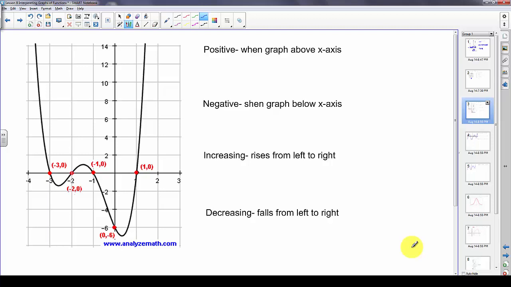When we talk about graphs, sometimes we say a graph is positive or a graph is negative. In other words, a graph is positive when its y values are above the x-axis, and it's negative when its y values are below the x-axis. So in this case, I see the graph being above the x-axis here, in this region here, and in this region here, and being below the x-axis in this region here and in this region here.